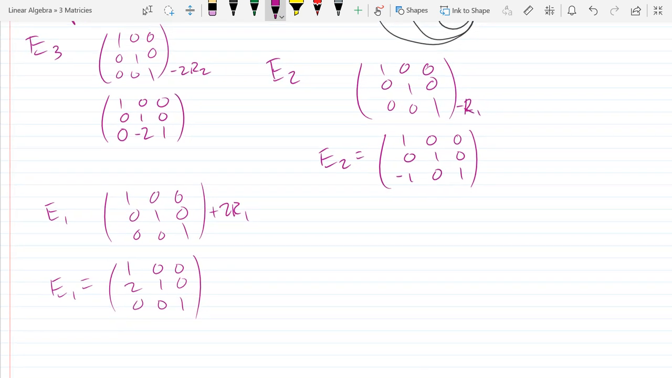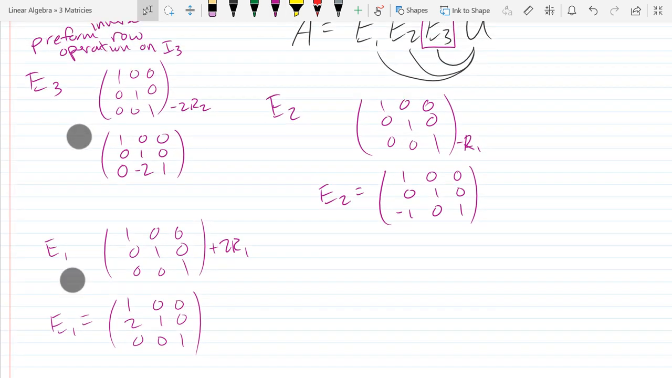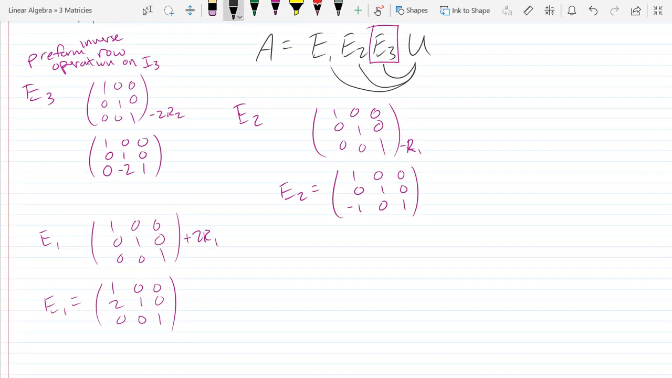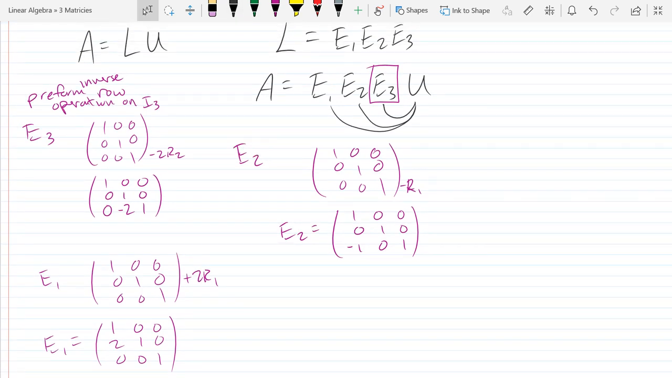So I have E3, E2, and E1 now. And the matrix L, just looking here, L is a product E1, E2, E3. Now we are going to compute this tomorrow because we're out of time.